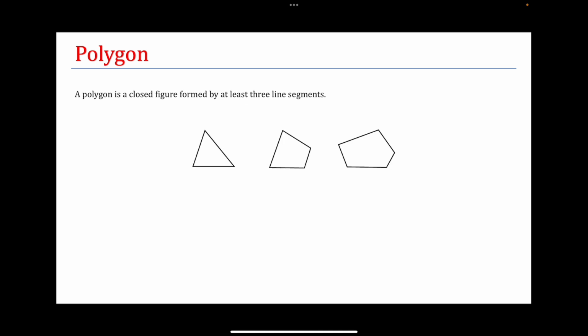Next is a polygon. A polygon is a closed figure formed by at least 3 line segments. You can observe some polygons here. A polygon with 3 sides is called a triangle. Next, a polygon with 4 sides, which is called a quadrilateral. And next we have a polygon with 5 sides.